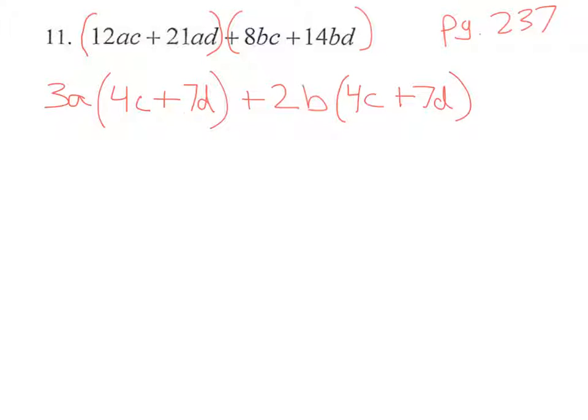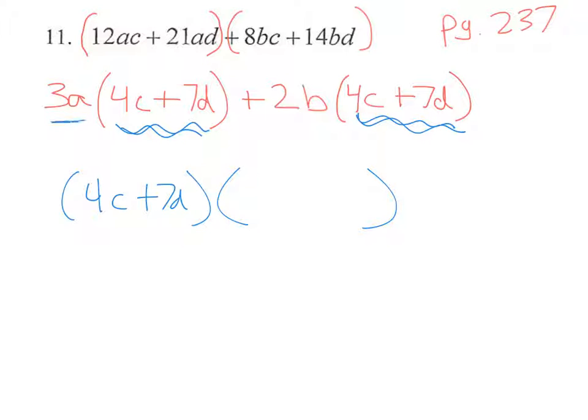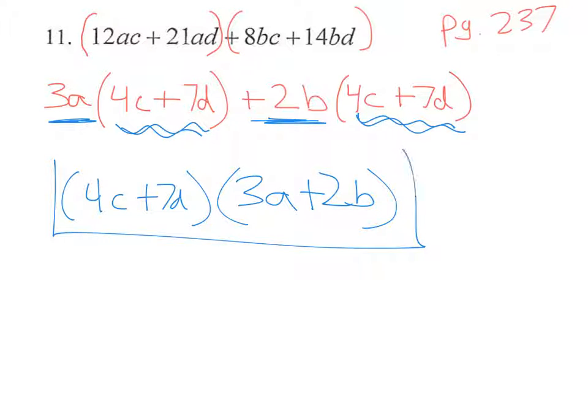And then what you should notice is those 2 parentheses are the same. Okay, they're identical. So it's just like the problems 5 through 10 on the last page, where we have these 2 parentheses that are the same. So that's now my factor that I can take out. So I'm going to write 4C plus 7D out in front, and then my leftover is the 3A plus 2B. Okay, and that's my answer.